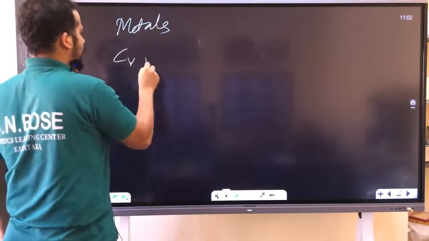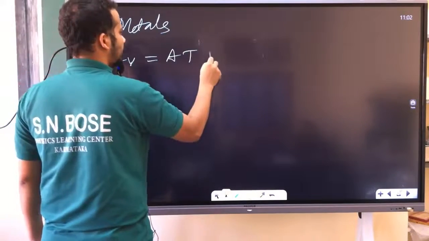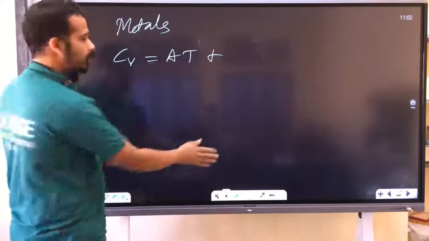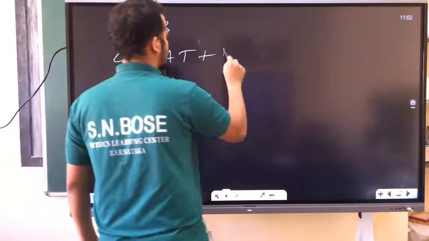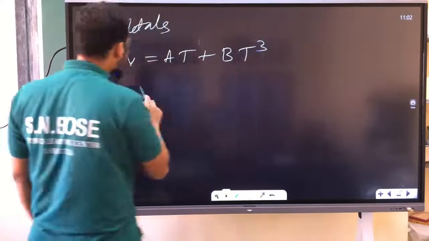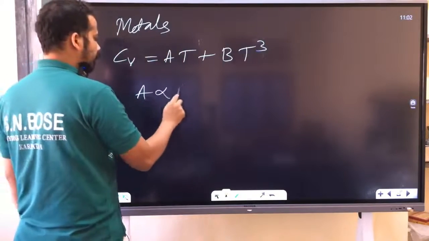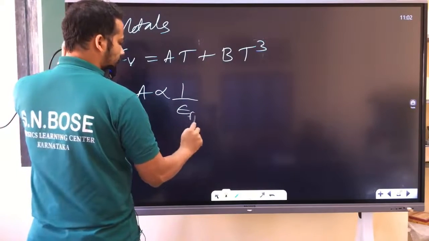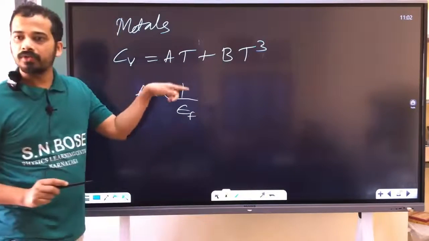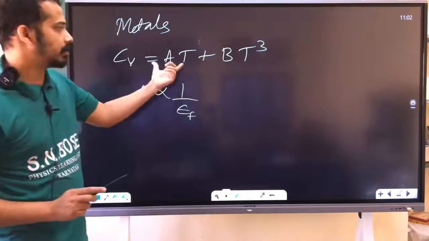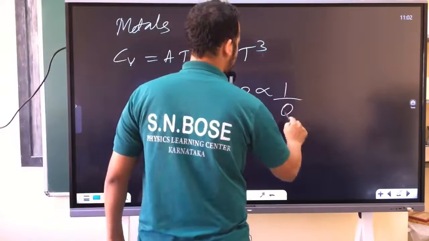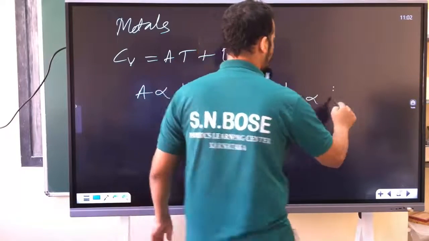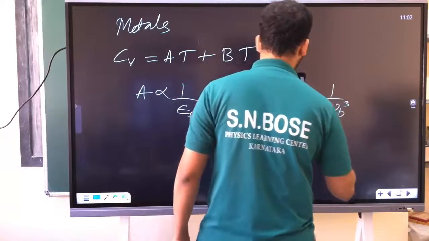specific heat is equal to, I write, AT plus BT cube. They may change the coefficient. The thing that you need to remember: A is proportional to 1 by EF, 1 by mu naught you will come, am I right, in the electronic contribution, isn't it? So B is proportional to 1 by theta D cube, or 1 by omega D cube. These things you should not forget.